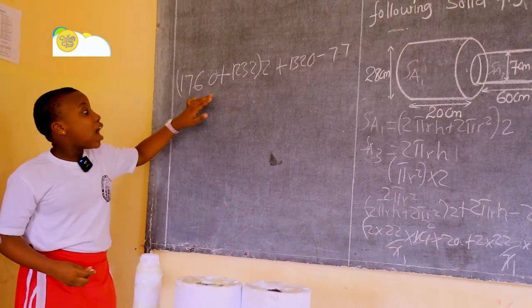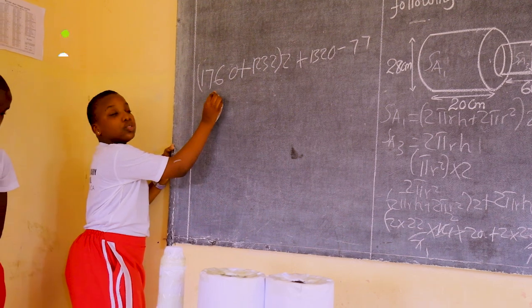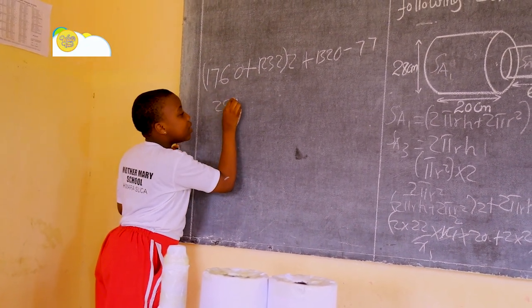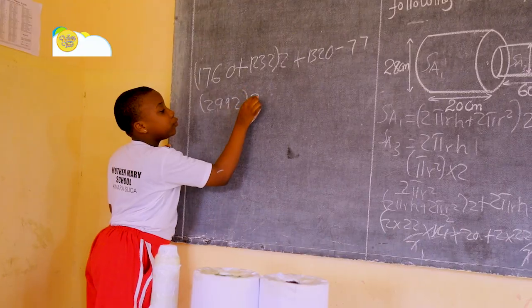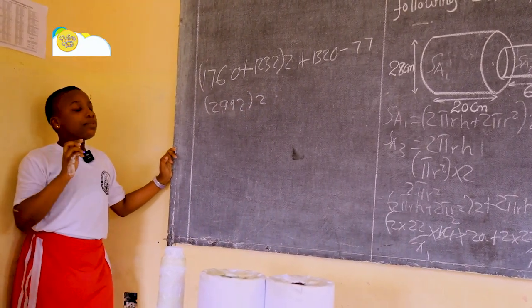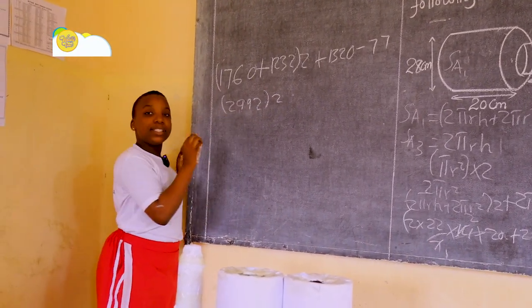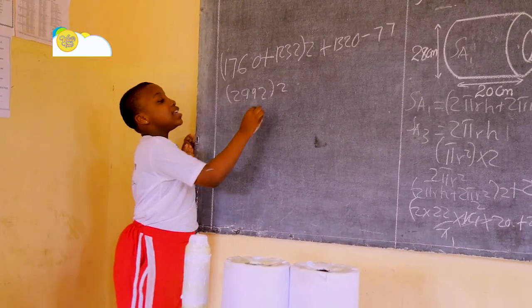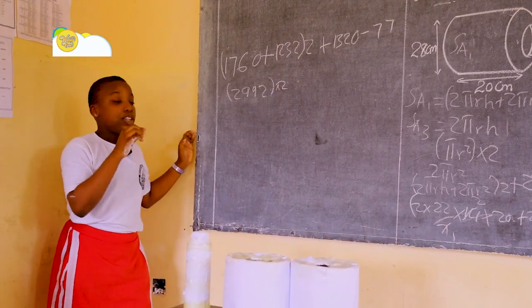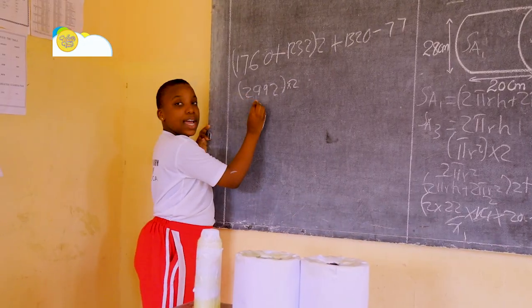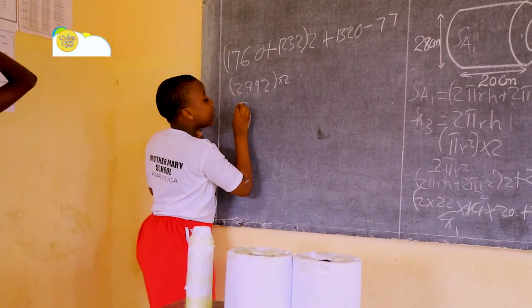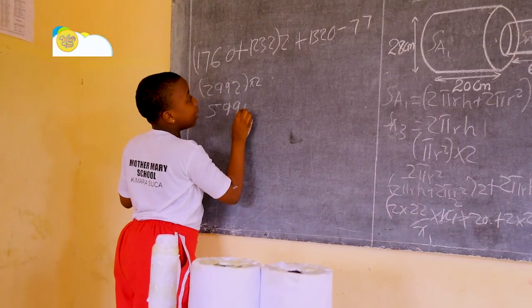Here, people are asking, how are we going to solve this? First, we are going to add inside the bracket, which will give 2,992. Here we have 2. Remember, in mathematics, if you have a number inside the bracket and there is also a number outside the bracket, the sign between them is multiplication. So we take this 2,992 times 2, which we are going to get 5,994.